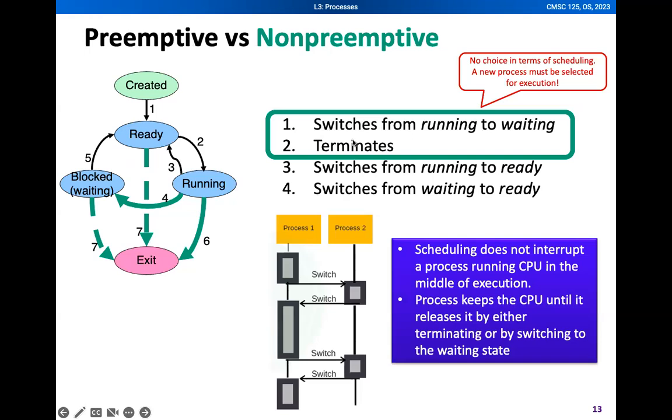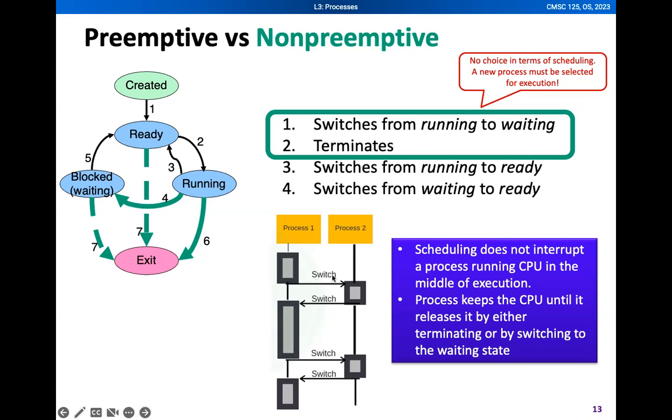For the first two situations, when the process switches from running to waiting, or when the process terminates, there is really no choice in terms of scheduling. A process must be selected for execution. So when a certain process ends, that means that we have to select a new one. In these situations, the scheduling scheme is what we call non-preemptive or cooperative. Under this non-preemptive scheduling, once the CPU has been allocated to a certain process, the process keeps the CPU until it releases it, either by terminating or by switching to the waiting state.